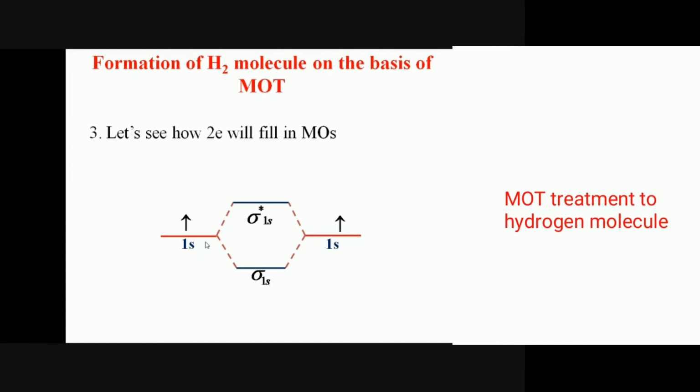So when the wave functions mix atomic orbitals, they will have two ranges, one lower energy and one higher. In this case, sigma 1s is the lower energy and sigma star 1s is the higher energy. So this is sigma and this is antibonding. Now we basically have to fill two electrons. This is governed by some important rules.